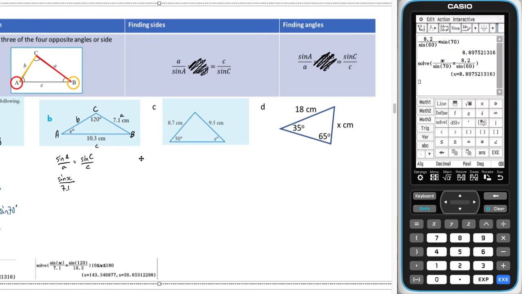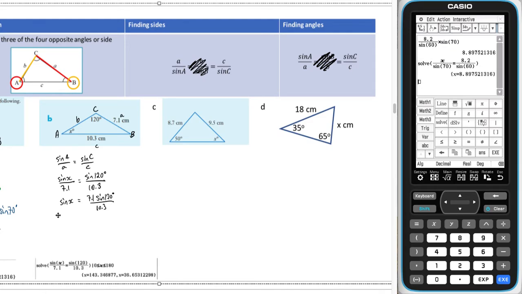Now we are going to use algebra again to help us solve this, and then we'll confirm with our ClassPad. We're just simulating that event that you might lose your ClassPad or something happens on the day. So we want to get sine x by itself first, so let's times both sides by 7.1, and I'm not going to show the working for that. And we get sine 120 on 10.3. And we do know that the opposite of sine is the inverse sine. So if we want to get x by itself, we take the inverse sine of both sides.